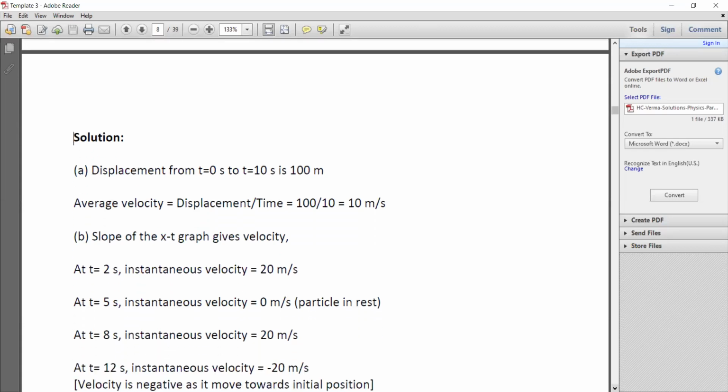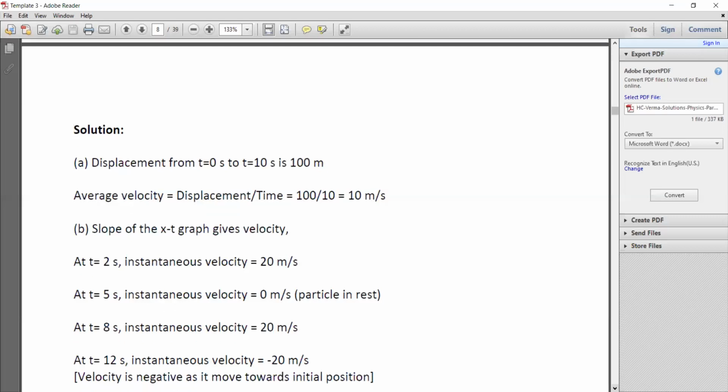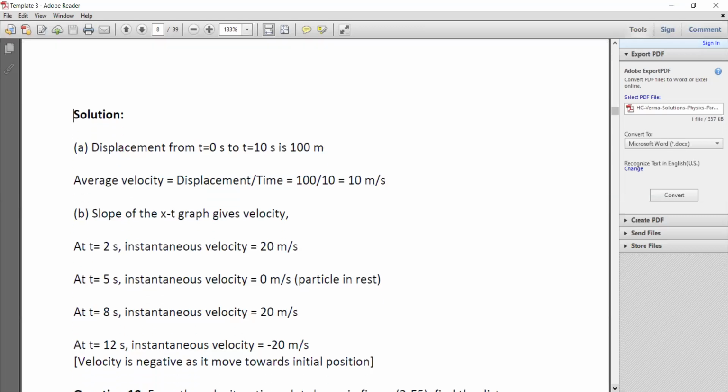At different times, the instantaneous velocity is as follows. At t equals 2 s, the instantaneous velocity is 20 meters per second. At t equals 5 s, the instantaneous velocity is 0 meters per second. The particle is at rest. At t equals 8 s, the instantaneous velocity is 20 meters per second. At t equals 12 s, the instantaneous velocity is minus 20 meters per second. The velocity is negative as the particle moves towards the initial position.